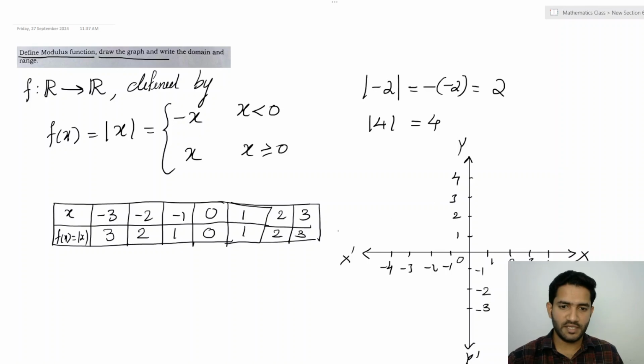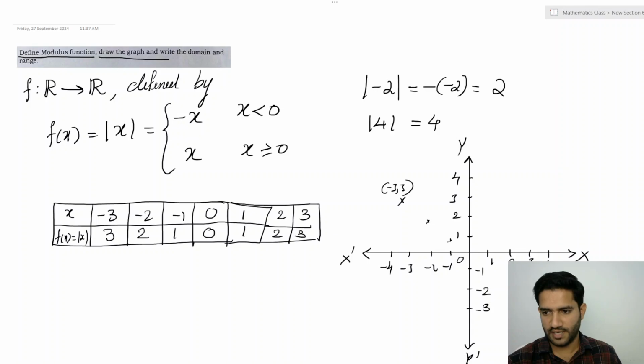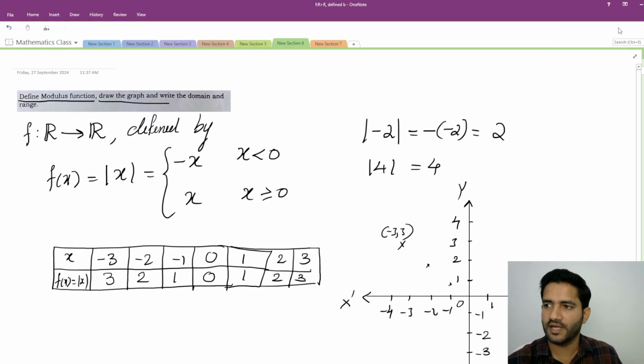So look at your minus 3 and 3. This is the point, minus 3 and 3. Minus 2 and 2, it will be here, 1 and 1, 0. So we'll get a straight line. So we want to draw a straight line.